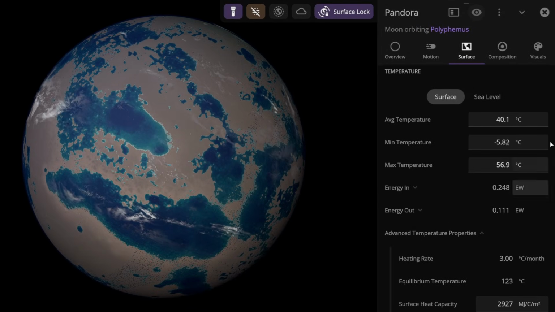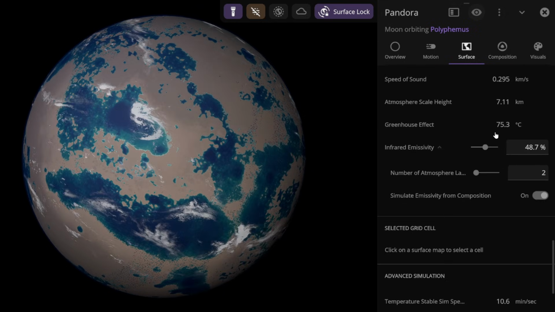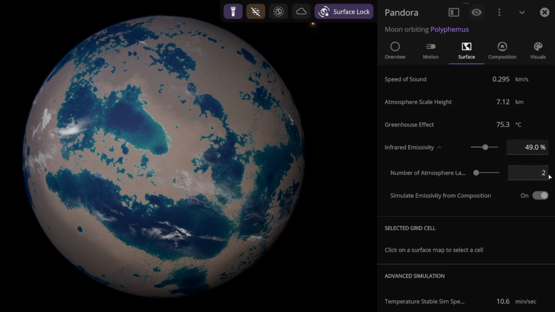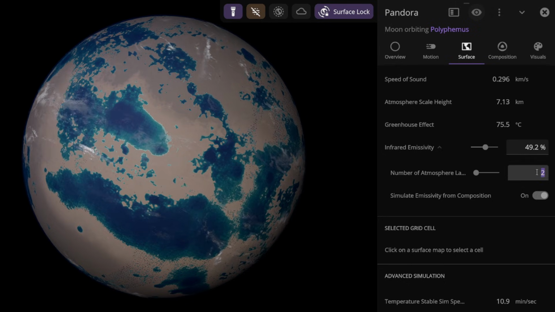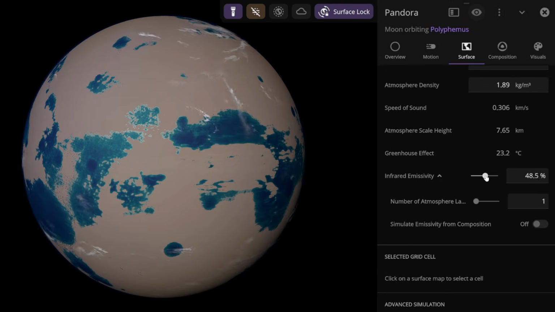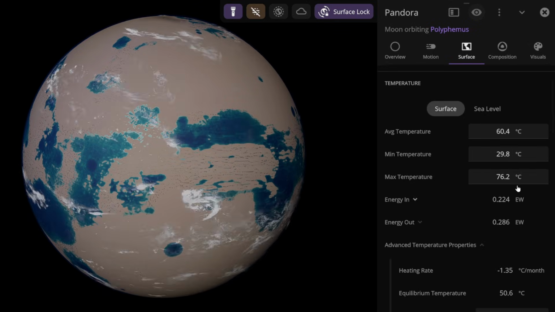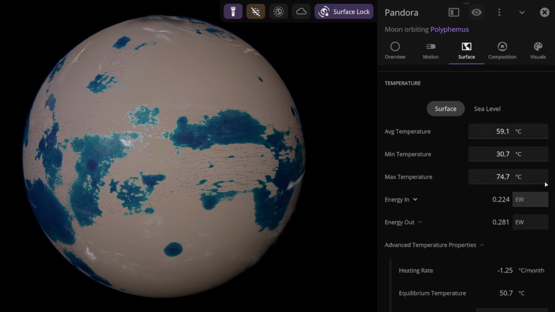Maybe it's because of the large amount of carbon dioxide, a strong greenhouse effect has formed here. The greenhouse effect is 75 degrees, and there are two layers of atmosphere here. Well, let's make it one layer of atmosphere here. I can also manually reduce the greenhouse effect here. I'll set the value to, say, 25%. And yes, that finally helped, and our temperature has reversed. Excellent.